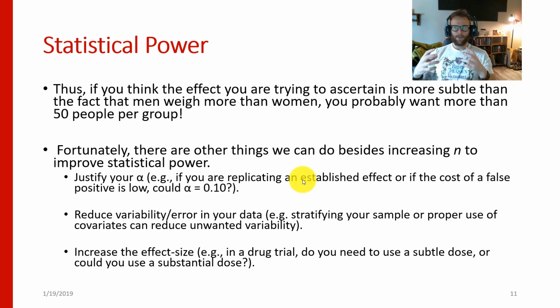So this is in some ways a bleak scenario, right? Because we might assume that men weighing more than women is a pretty obvious thing to want to test. And if you think the effect you're trying to ascertain is more subtle than the fact that men weigh more than women, you probably want more than 50 people per group. And that can be a lot depending on what population you're working with and what your resources are. But fortunately, there are other things we can do besides increasing N to improve statistical power.